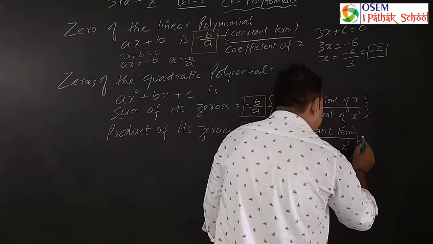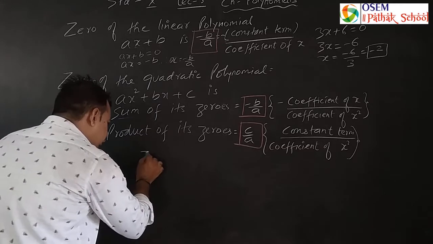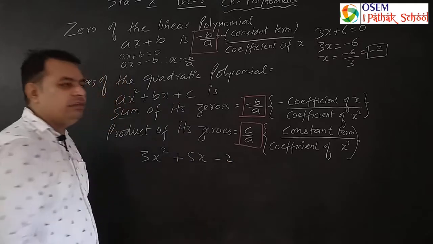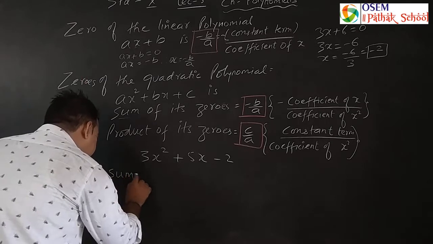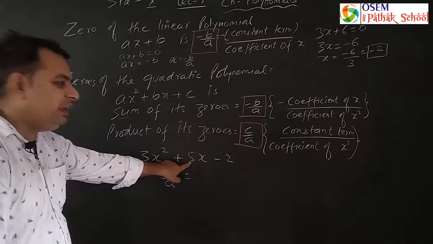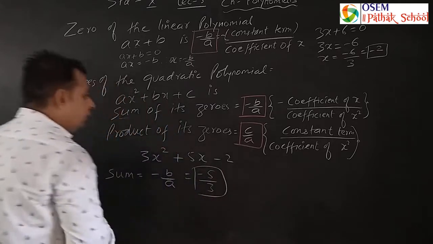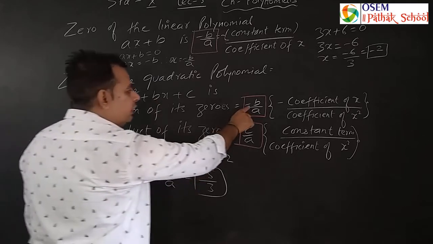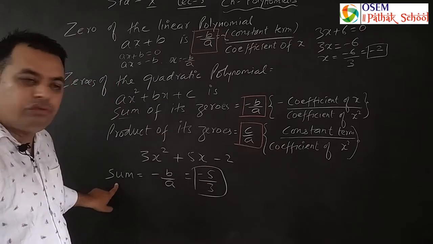You can place a curly bracket here. Now suppose I give an example, 3x square plus 5x minus 2. Suppose this is a quadratic polynomial. So what will be the sum of the zeros? The sum will be minus b by a. Here you can see the value of b is 5, but the sign is minus, so minus 5 upon 3, because b is the coefficient of x. So b will be 5, but the sign here is minus, and the value of a is 3, therefore the sum of the zeros will be minus 5 by 3.